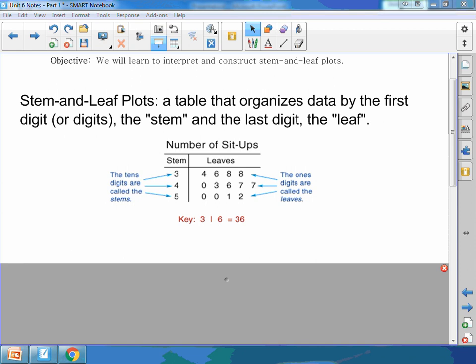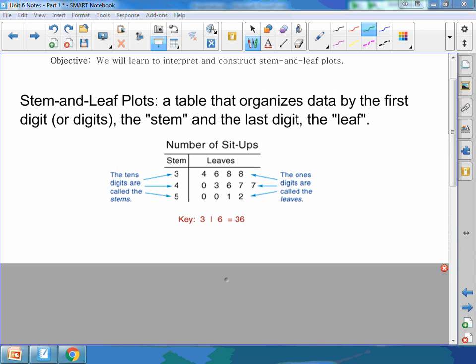Okay? If it's a decimal, like 10.5, the leaf would be the decimal part, the 0.5. The stem would be the 10. And you're going to see that as we practice more of these. But let me just help you interpret this data here. So it looks like we have maybe some sort of physical fitness test, maybe in PE class. They're measuring the number of sit-ups that a group of kids can do. And these are the results for a particular class.